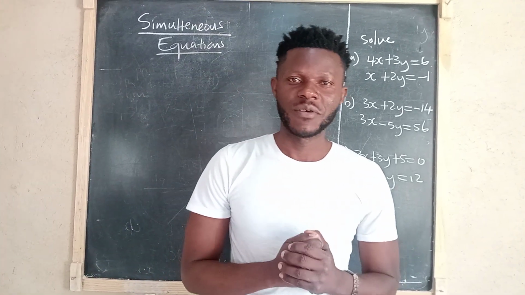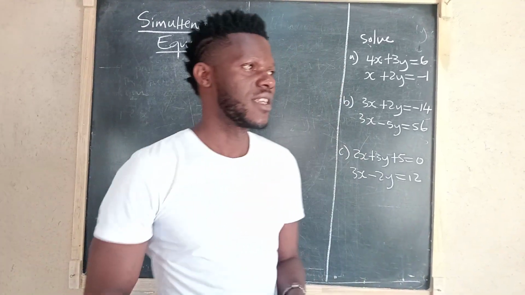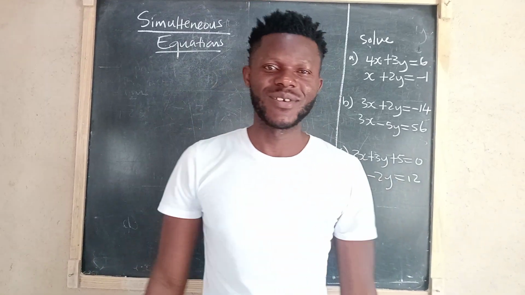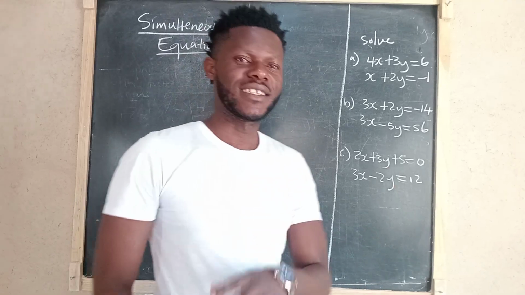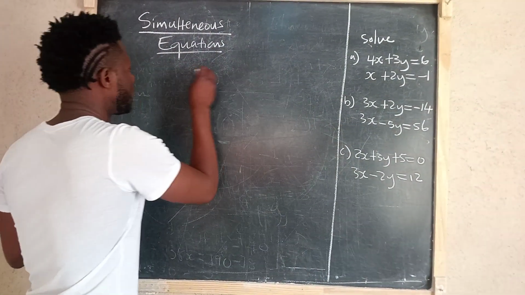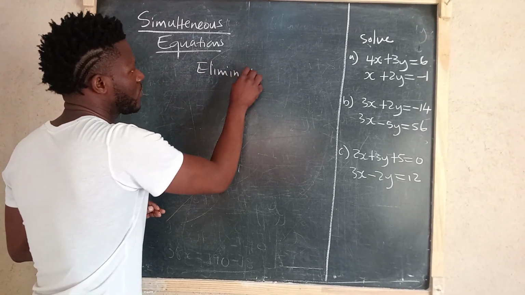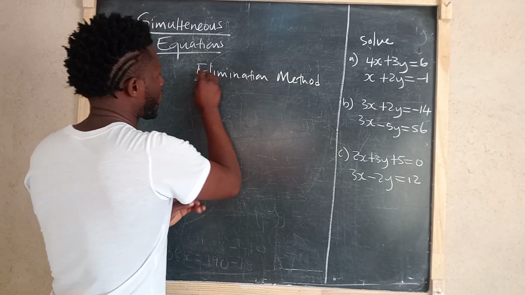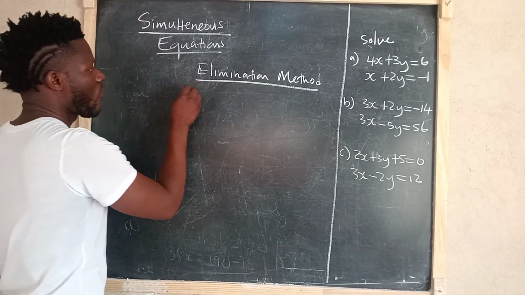Right, in this tutorial, we're going to talk about how to solve simultaneous equations using the elimination method and the substitution method. In one video, we are going to do it quickly using this example. So let's go get it. Elimination method. Alright, suppose we want to solve this equation.